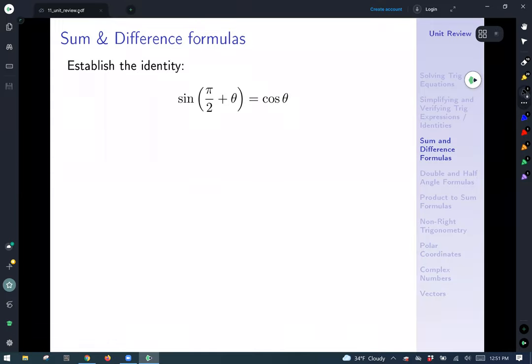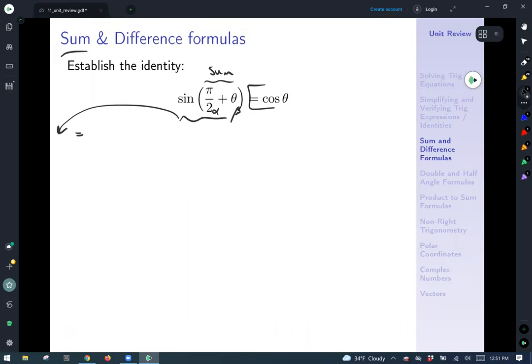Establish the following identity. This is a sum, so let's apply the sum formula for sine, which I think we just did. So we're going to use that same formula. Sine of this stuff right here is equal to, and we're not starting with this, we're working towards cosine. So sine of pi over 2 plus theta. We're going to treat alpha as pi over 2 and beta as theta.